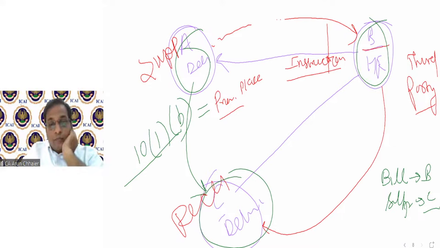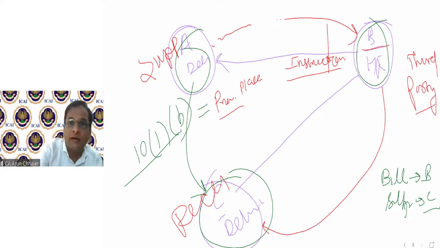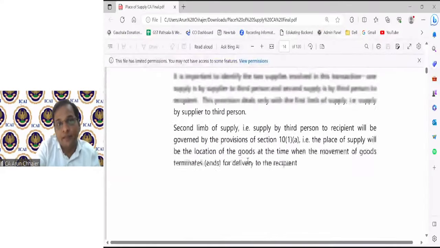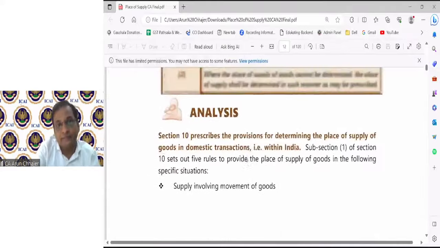So, I can say the person who is giving the instruction is Mr. B. Therefore, the principal place of the business of third party become the place of the supply according to 10.1B. What is the 10.1B? Let's open the relevant provision and then discuss the place of the supply.